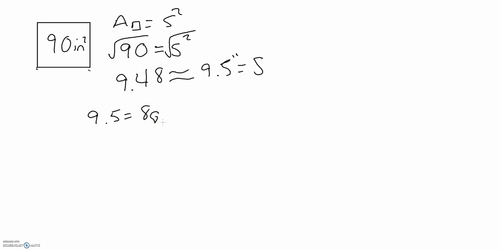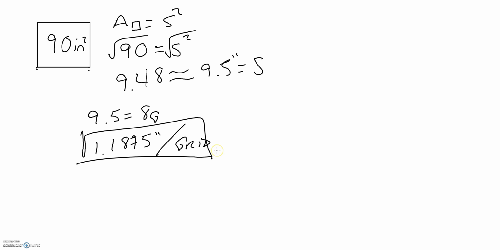Alright, so 9.5 divided by 8 is going to be 1.1875, and that's inches per grid. So that is B. This was A.